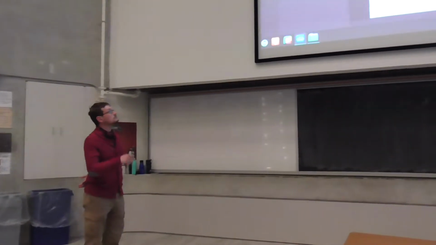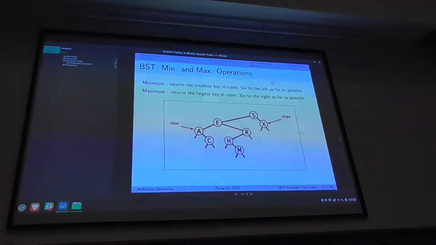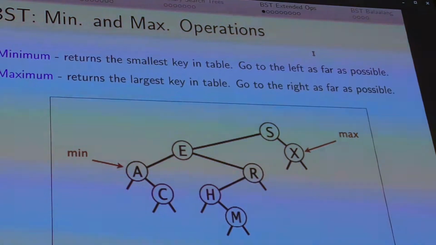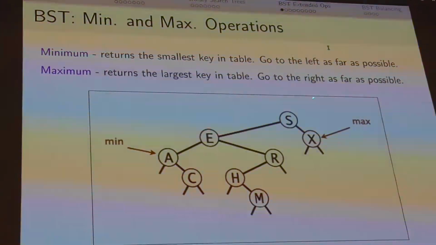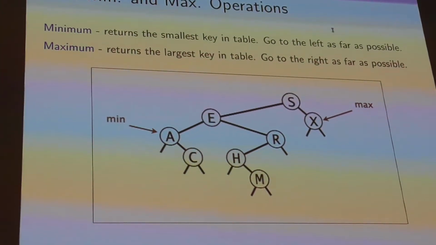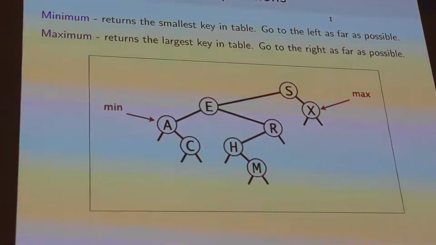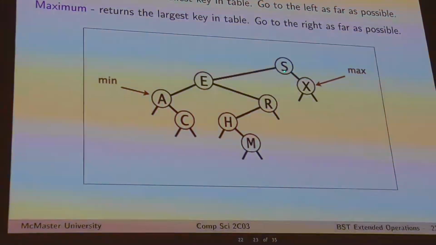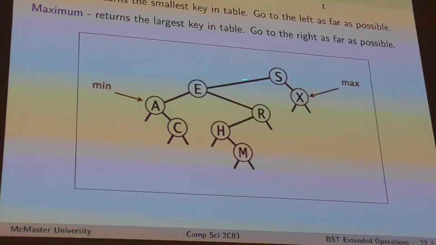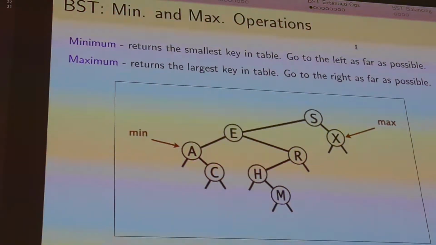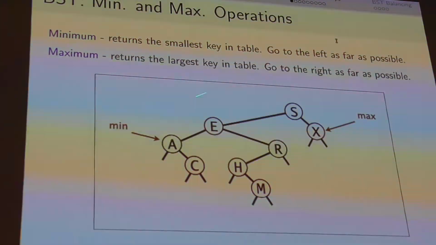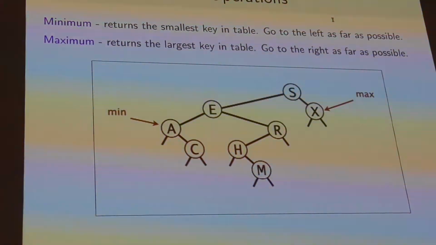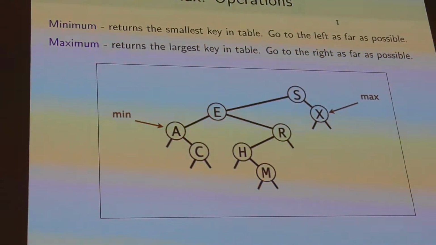Good. So, minimum and maximum operations. Min and max are pretty easy on a binary search tree. For minimum, you always follow the left branch until you hit a null, that's your minimum procedure. Always follow the right branch until you hit a null, that's your maximum procedure. Fairly simple, right?